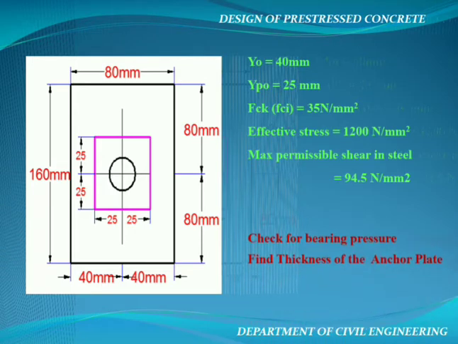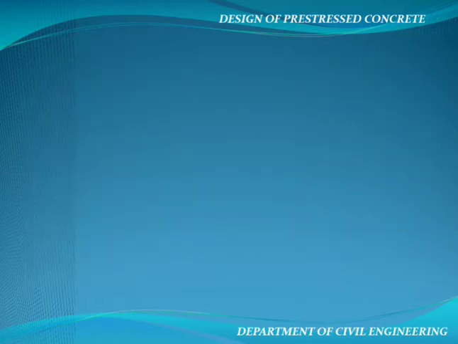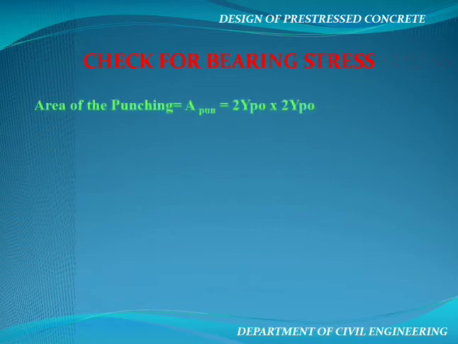Then what do we need to find? We need to check for bearing pressure. Then we need to find the thickness of the anchor plate. Check for bearing pressure. Now this step is exactly the same as we have done in the previous problems. Firstly, we will find the punching area.